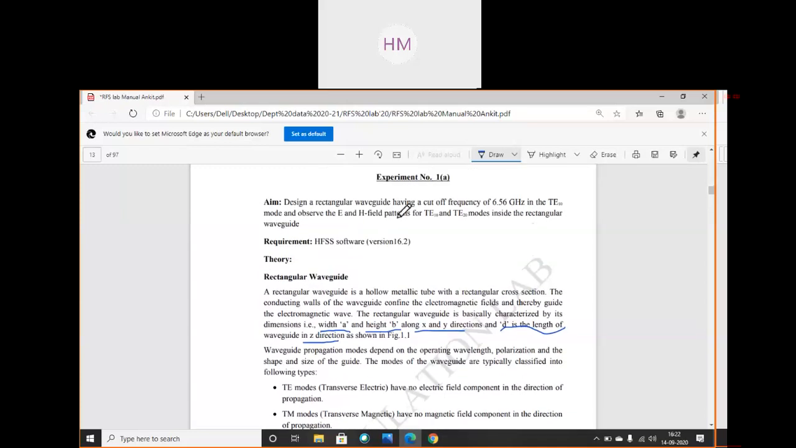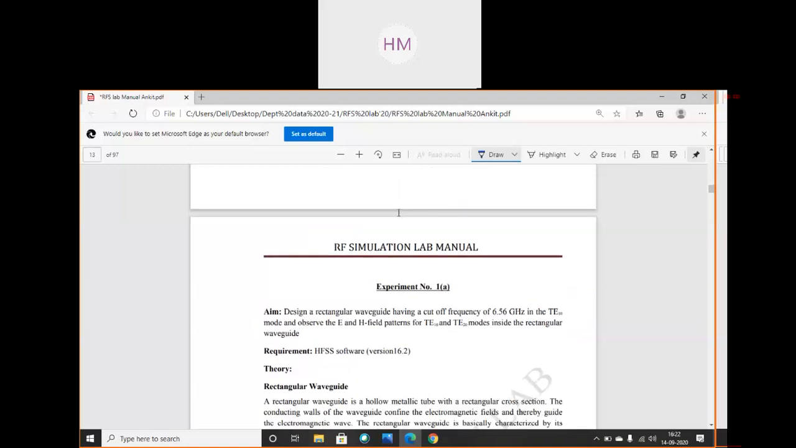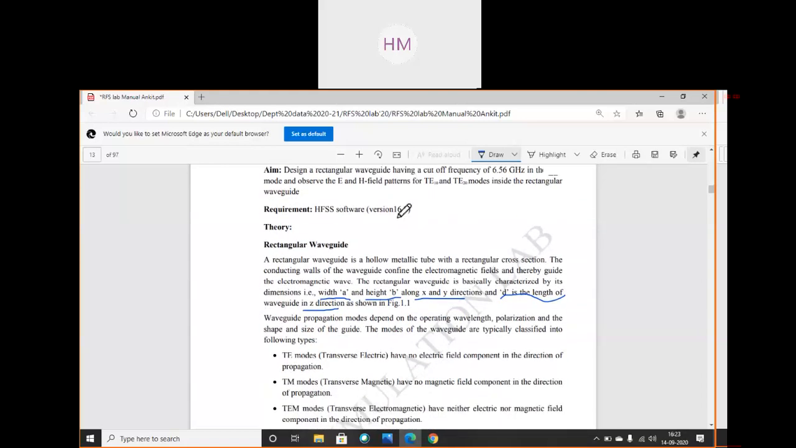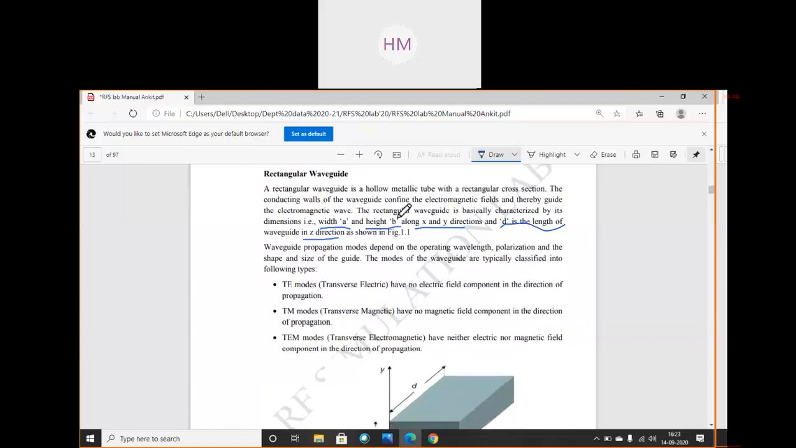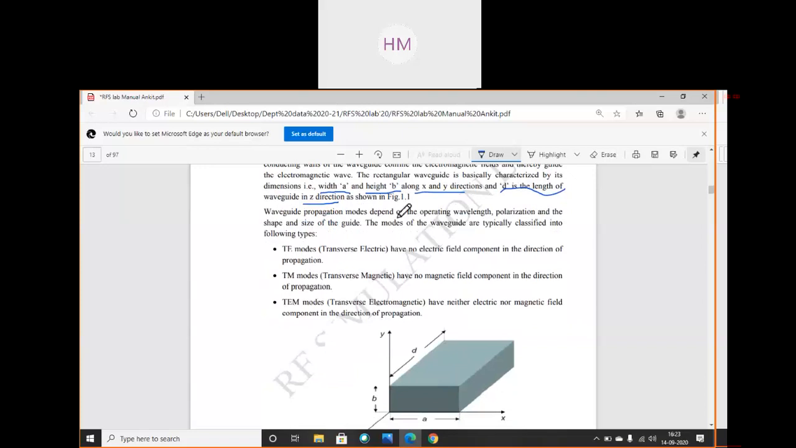So you can prepare a lab copy from the slides. You can, or from the notes, you can write the basic steps to perform simulation in HFSS software. Okay, in 2 pages you will write that. After that, in lab manual, write down heading as experiment number 1. Okay, experiment number 1. In that, first rectangular waveguide, you should write the aim, then HFSS software, then rectangular waveguide theory, and draw this diagram in your copy.